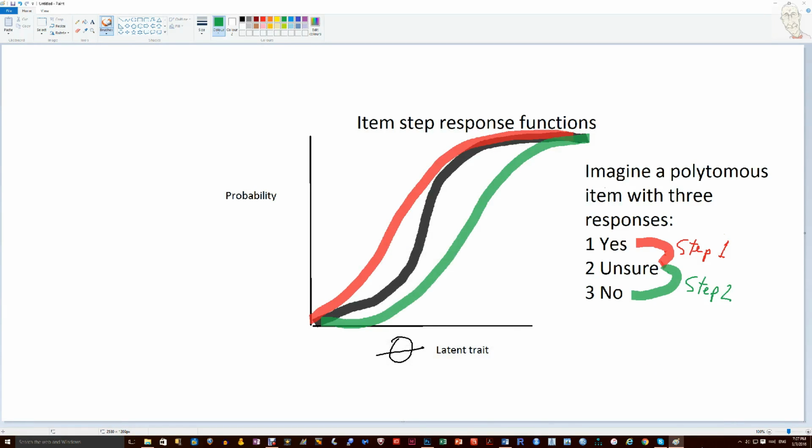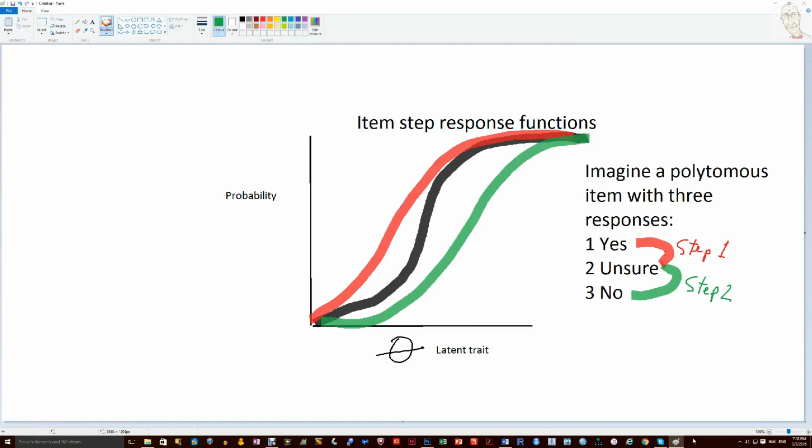So what we've learned here is that an item characteristic curve is broken down into several item step response functions, and you may already have worked out that for n responses there will be n minus 1 item step response functions. In this example there were three responses: yes, unsure and no, and two item steps. However, if we had an item with 5 responses, for example strongly agree, agree, unsure, disagree and strongly disagree, we would have 4 item step response functions.